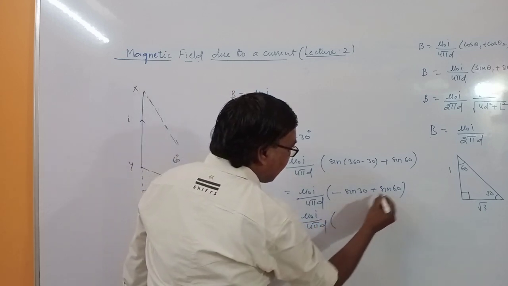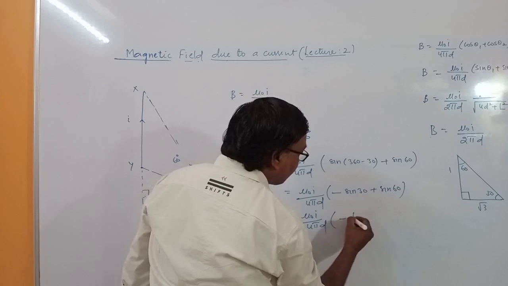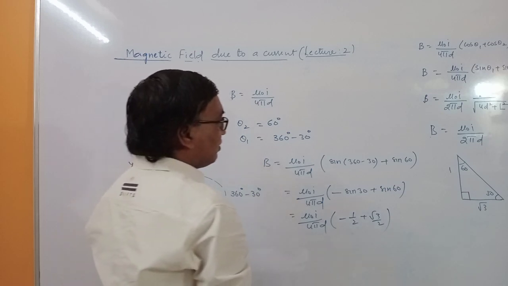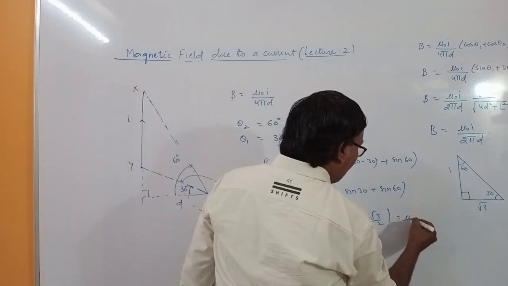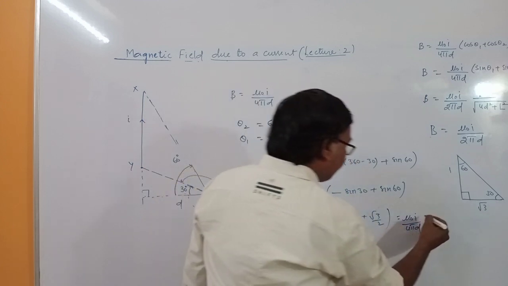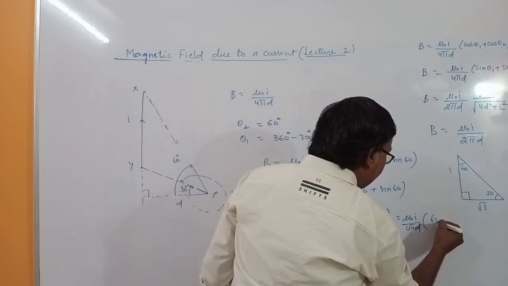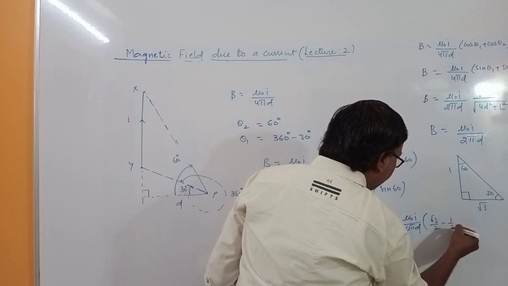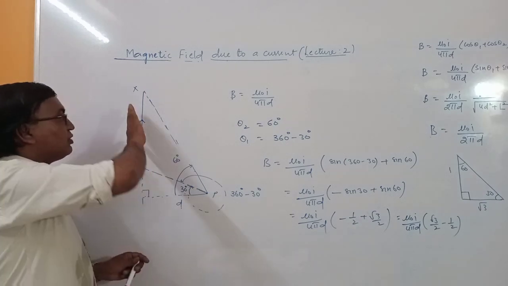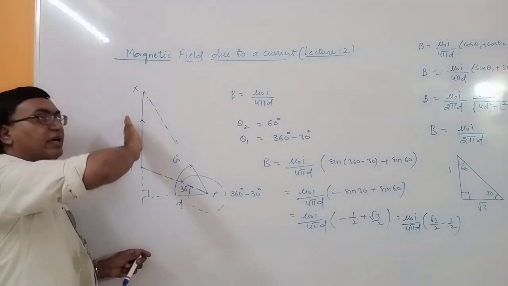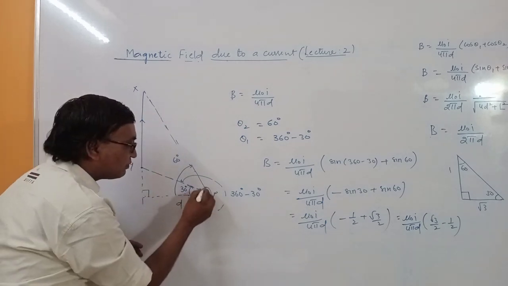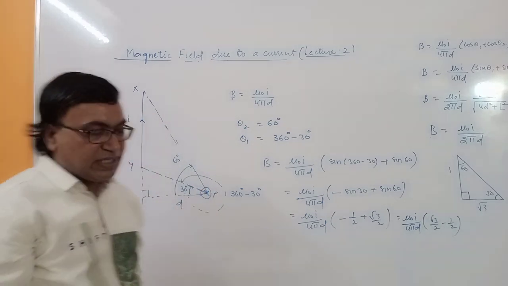So that is minus half, sin 60 is root 3 by 2, so this is minus half plus root 3 by 2. So you will get mu naught I by 4 pi d into (root 3 by 2 minus 1 by 2). So this is the magnetic field at this point. And its direction is, from this point you have to move towards P. So direction is inside the board. So the field here is inside.